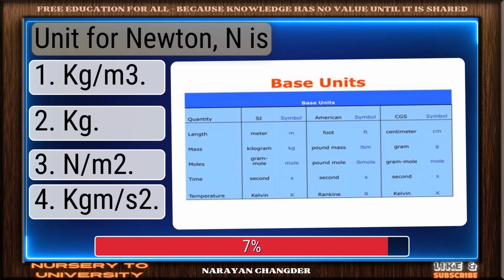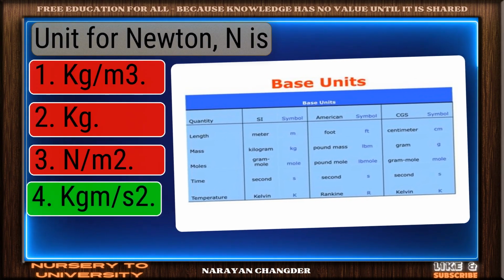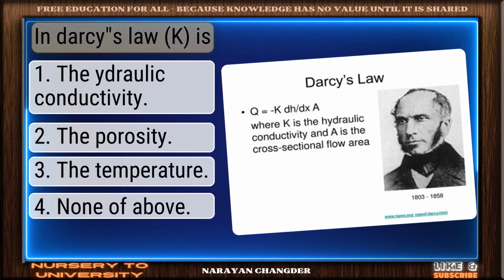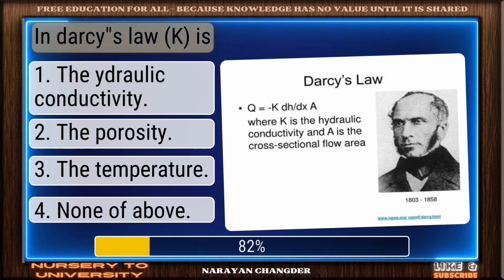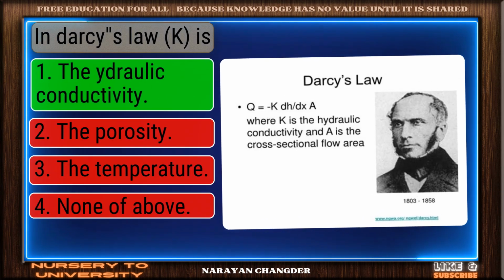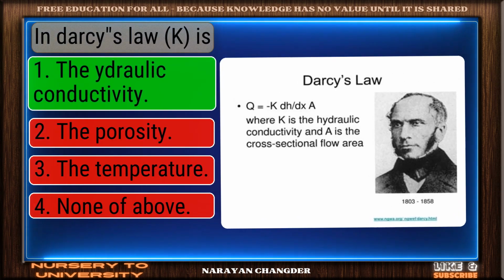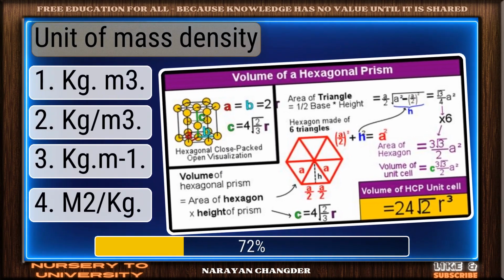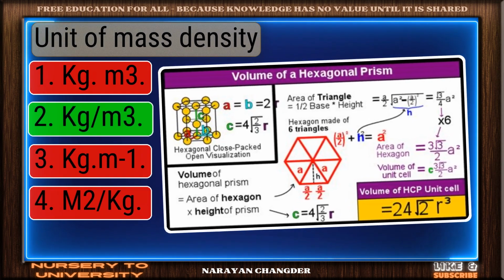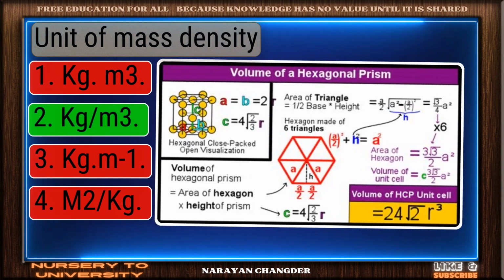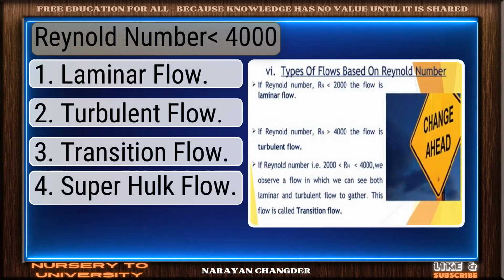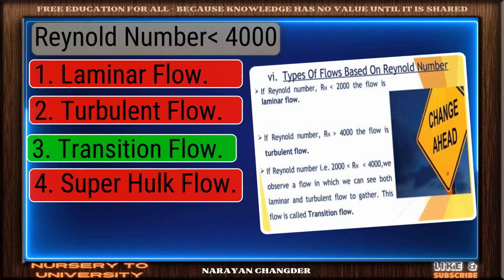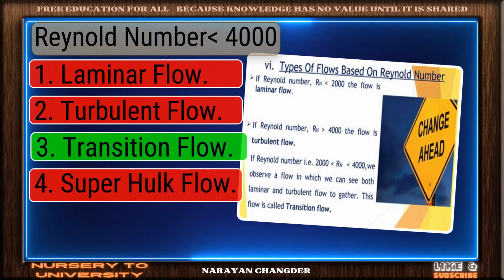Unit for Newton N is. On track. kg·m/s² is the correct answer. In Darcy's law is. Well reasoned. The hydraulic conductivity is the correct choice. Unit of mass density. Clear logic. Your choice, kg/m³, is sound and 100% true. Reynolds number 4000. Nice work. You chose transition flow, and it is correct.